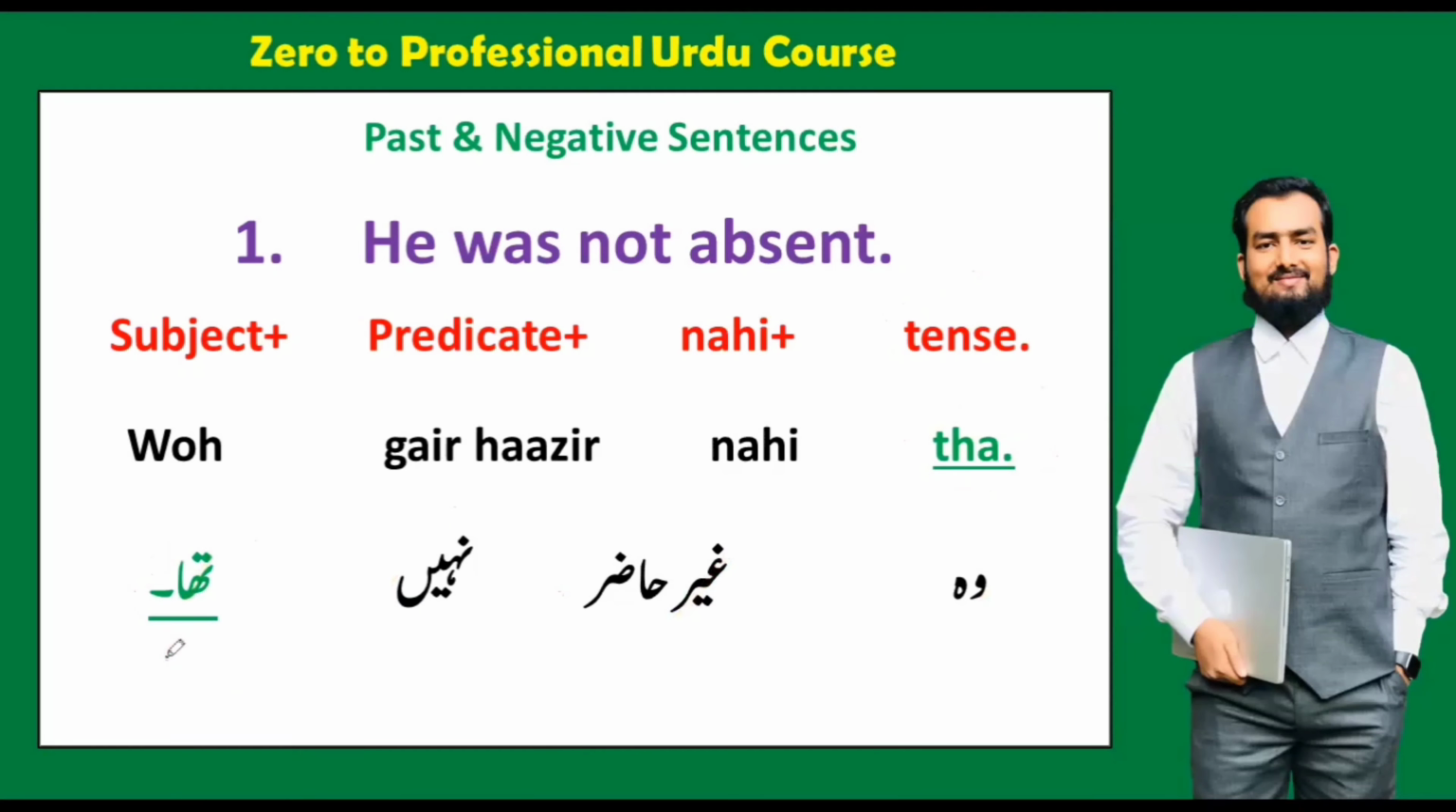But if you want to use the same sentence with a male to give respect, in this case you will say वो गैर हाजिर नहीं थे. वो गैर हाजिर नहीं थे. Okay, so he was not absent. We will say वो गैर हाजिर नहीं था. So you can see here that this sentence is in negative and we have followed the same structure. Subject here, predicate गैर हाजिर, nahi, and then tense, sign of tense. So we have followed the same structure which we have learned in the grammar part.